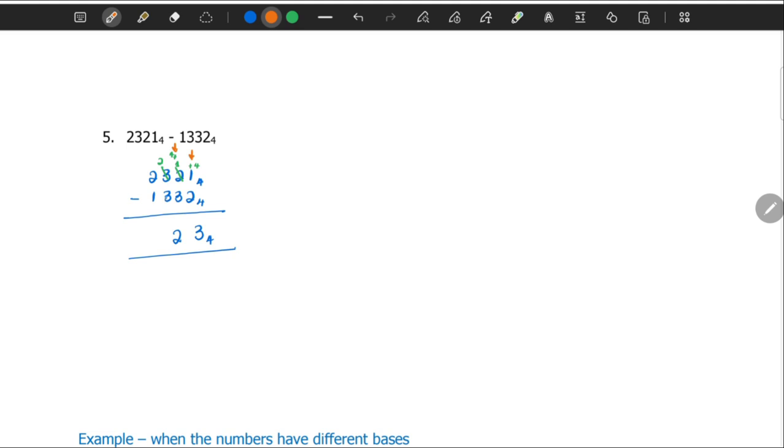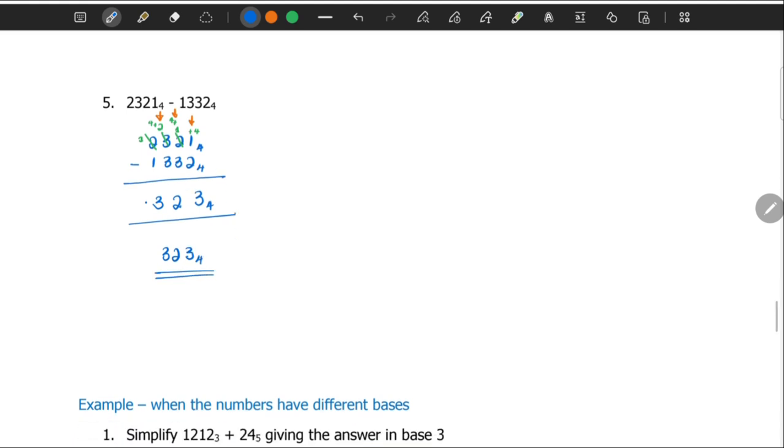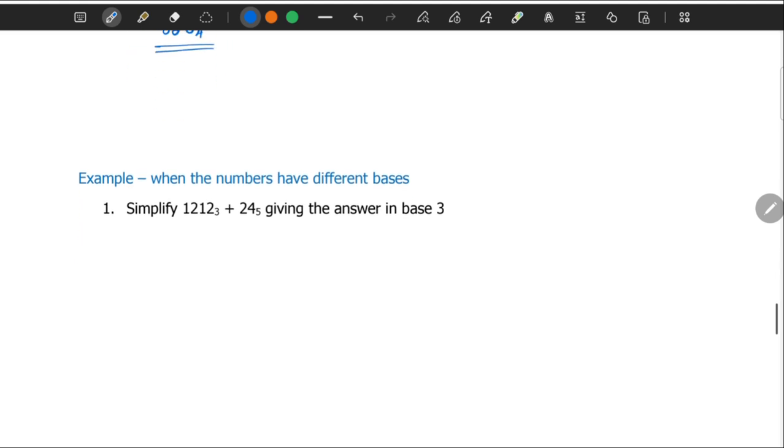And then 2 minus 3, it can't, because now we're dealing with this part. So again, we borrow from these 2 such that it becomes 1 by adding base 4 to the next number. 4 plus 2, that's 6 minus 3, that's 3. And then that 1 minus 1, that's 0. So then it's 323 to base 4.